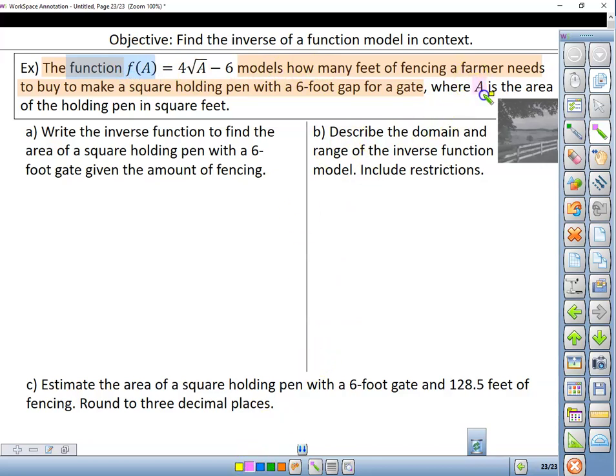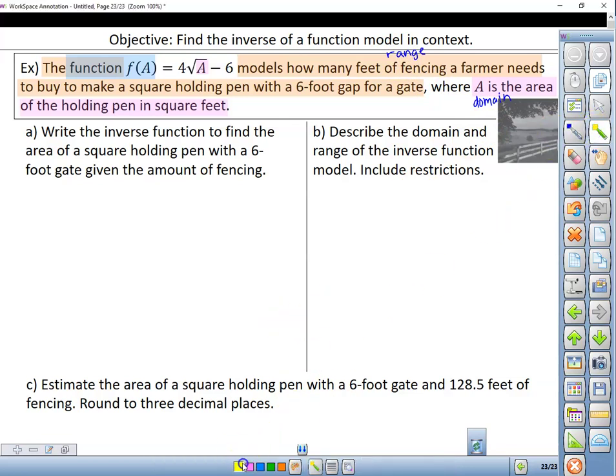And then A is the area of the holding pen in square feet, which is our independent variable. And f is our dependent. The importance of that is towards domain and range of our inverse when we get there. So for our function, we know that A must be our domain quantity because it's the independent variable. So this is our domain, the area in square feet. And f, which is our dependent variable, our function value, that's our fencing in feet. So that is the range of the original function, and they will switch in the inverse.